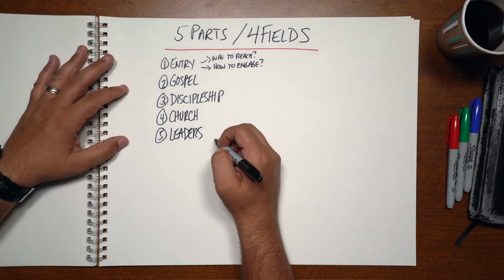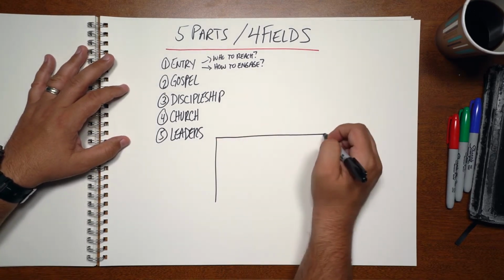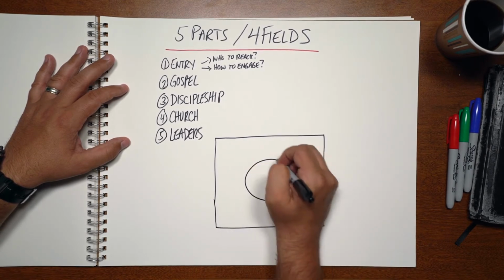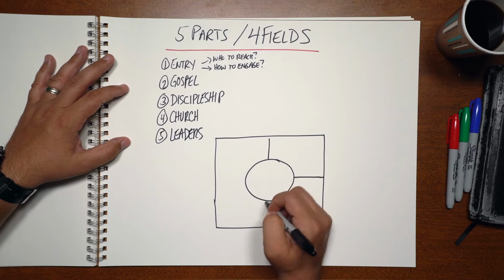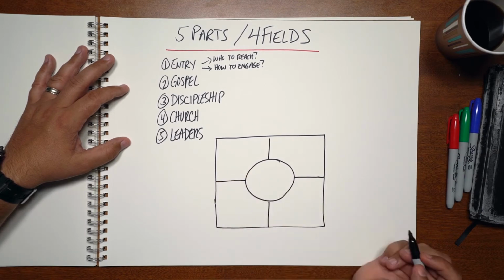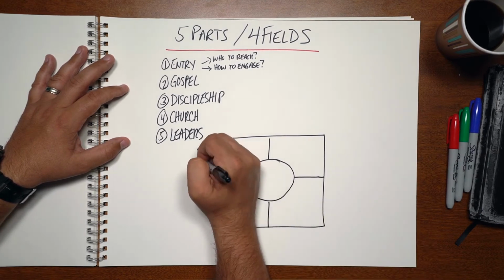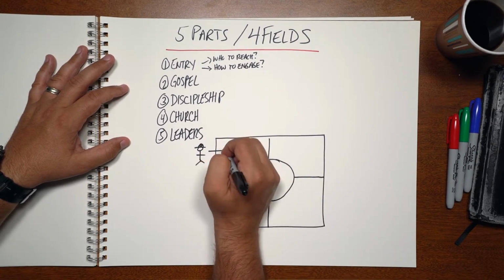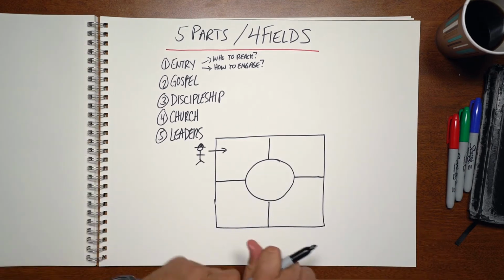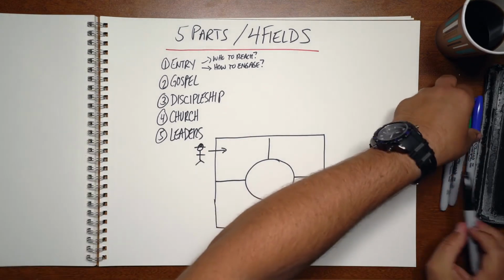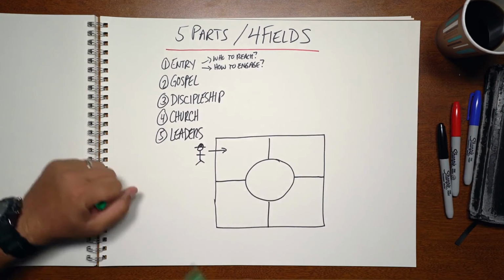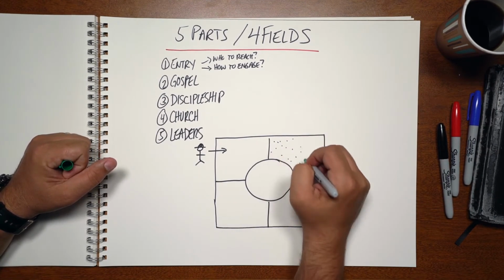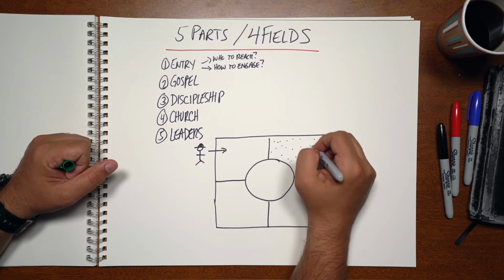Now, to help us remember, we're going to illustrate these 5 parts in a drawing called the 4 fields. This came out of a movement in Asia. So we've got a farmer who enters into an empty field where there's nothing growing. And he does what every good farmer would do. He sows seed, not just sparingly, but he sows the seed broadly all over the field, scatters the seed.